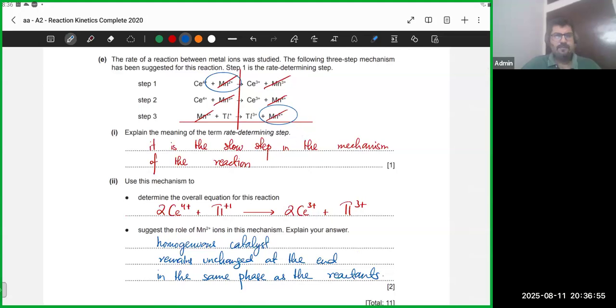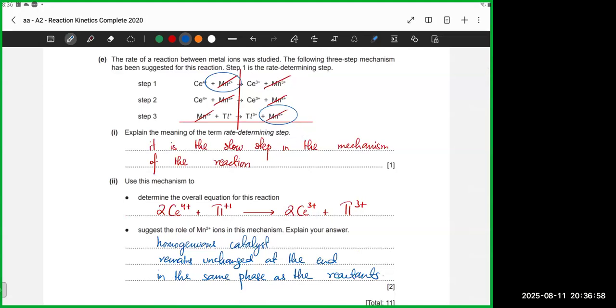Okay, is it clear to everyone? Is it clear? Yes? Yes, clear, sir.